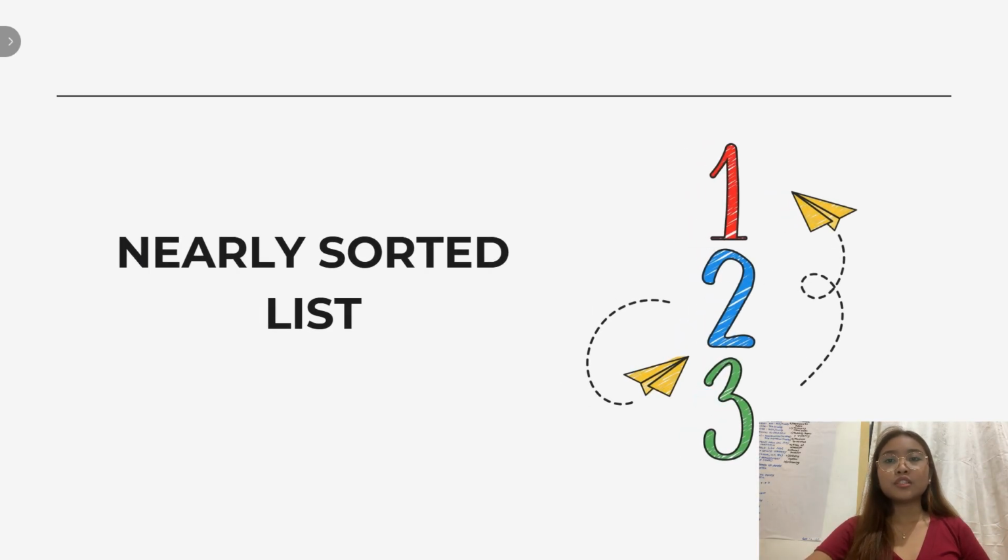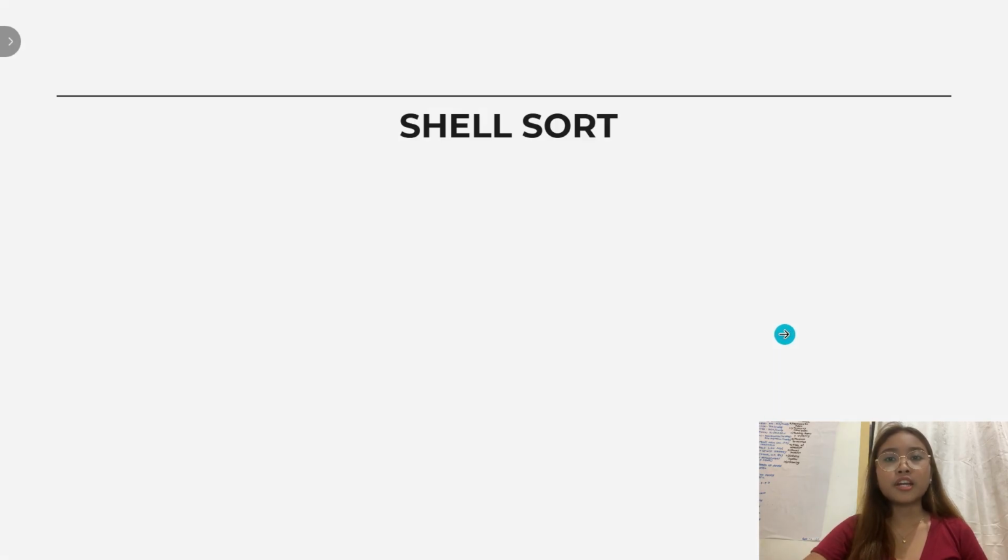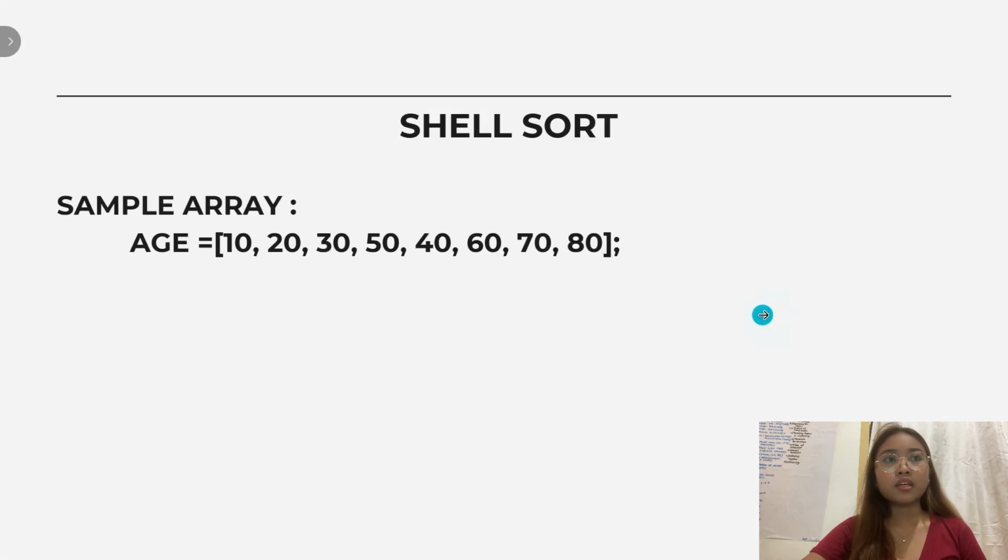Now, the nearly sorted list. We start with the array A, which is equal to 10, 20, 30, 50, 40, 60, 70, and 80. This is a nearly sorted list. Most elements are in the correct order except for a small inversion, which is 50 and 40.